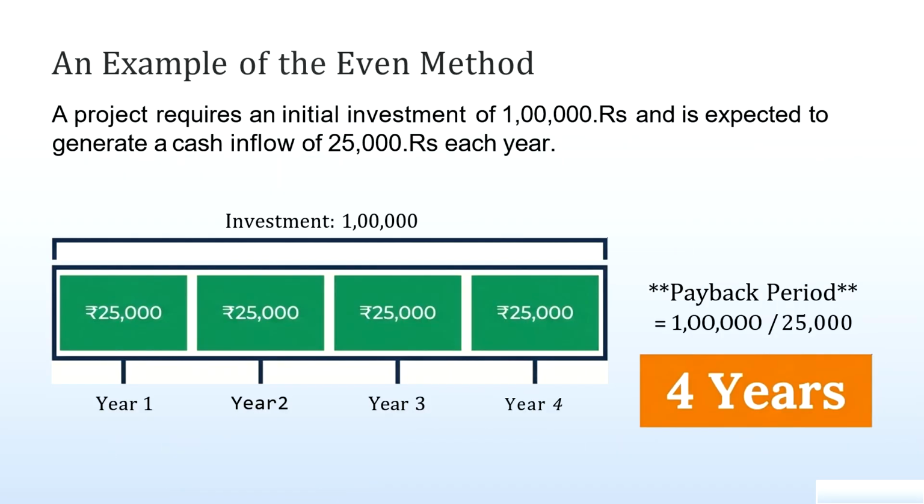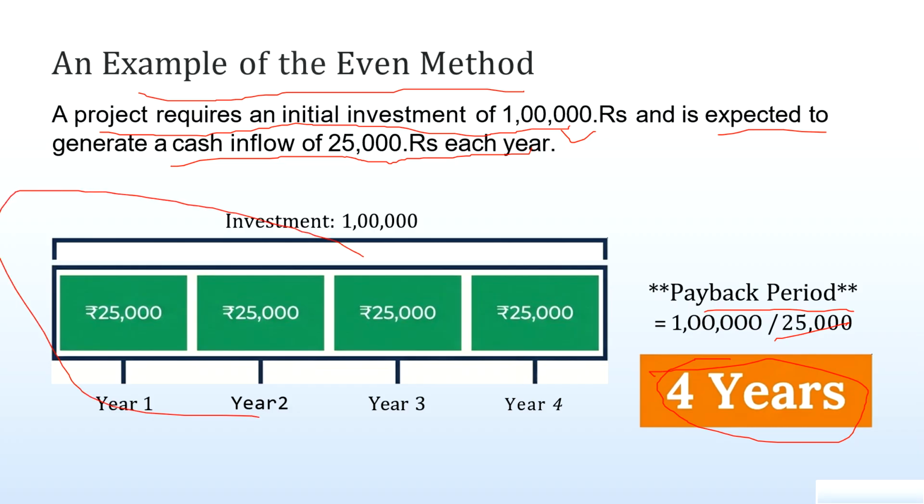Next, let's move to an example of the even method. A project requires an initial investment of 1 lakh rupees and it is expected to generate a cash inflow of 25,000 rupees each year. Applying the formula, the payback period equals initial investment, that is 1 lakh, divided by the cash inflow, 25,000. The answer is 4 years.